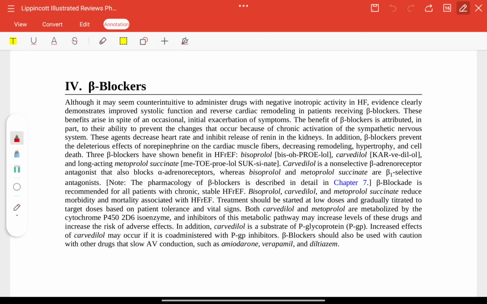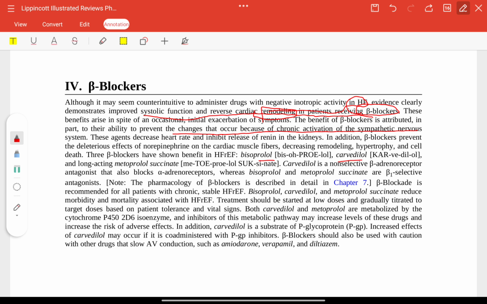Beta blockers. Although it may seem counterintuitive to administer drugs with negative inotropic activity in heart failure, they improve systolic function and reverse cardiac remodeling in patients receiving beta blockers. These are especially the ones that work in remodeling. The benefit is attributed to the ability to prevent the changes that occur because of chronic activation of the sympathetic nervous system.